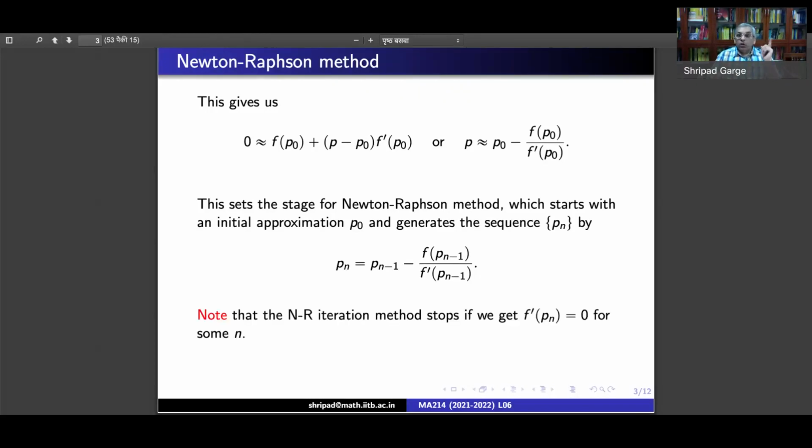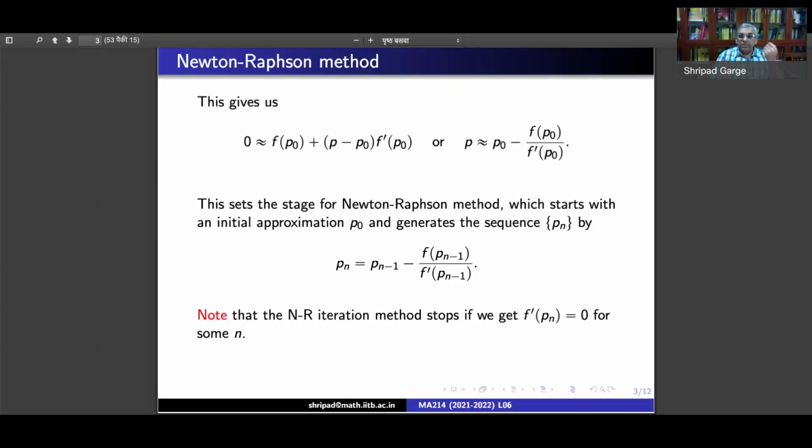Note, of course, that if your derivative vanishes at some pn, then you cannot have the Newton-Raphson method. Then the method stops because you can't divide by 0. So if the derivative vanishes at some point, then we cannot work with this. That is one small care that we have to take. It is good to assume that the derivative at p is non-zero, because these pn's are coming closer to p, and if the derivative at p is non-zero, then for close enough points the derivatives will be non-zero at pn also.